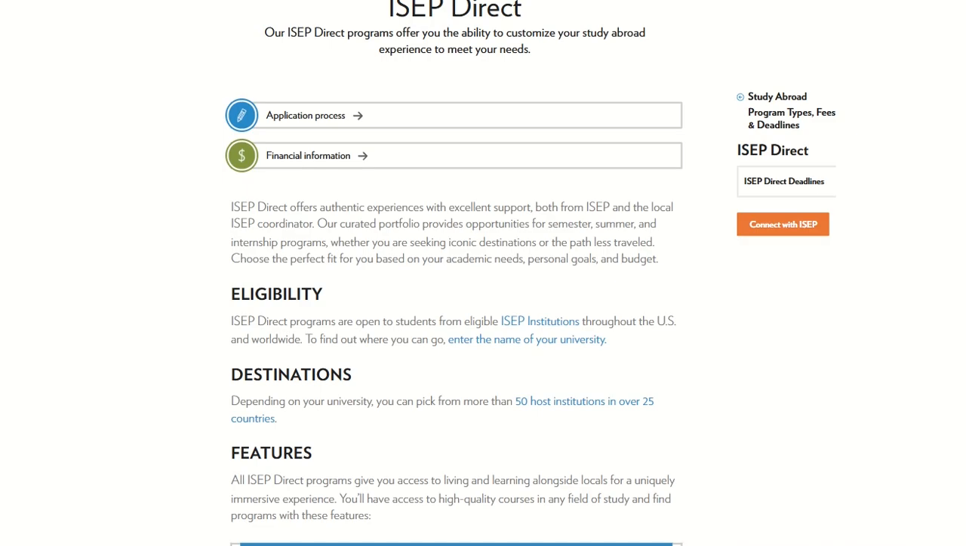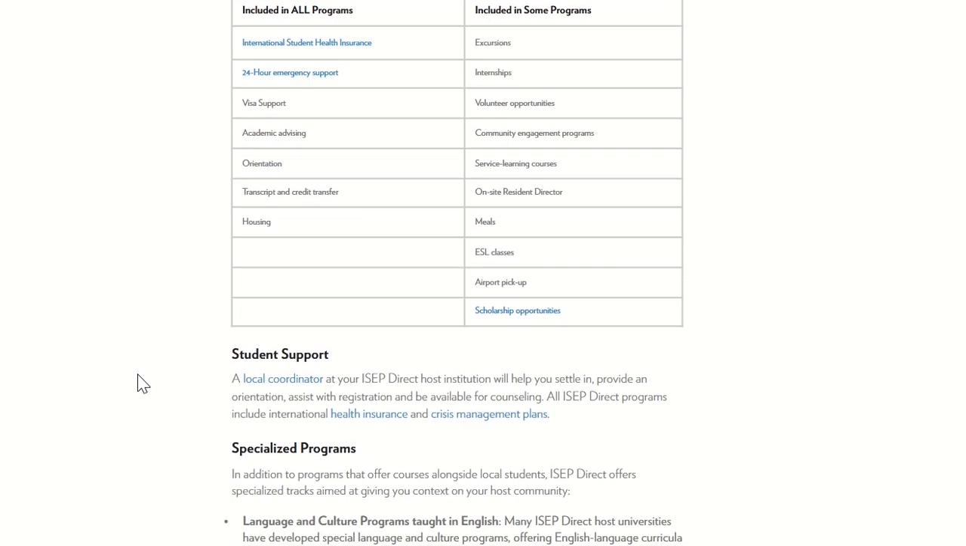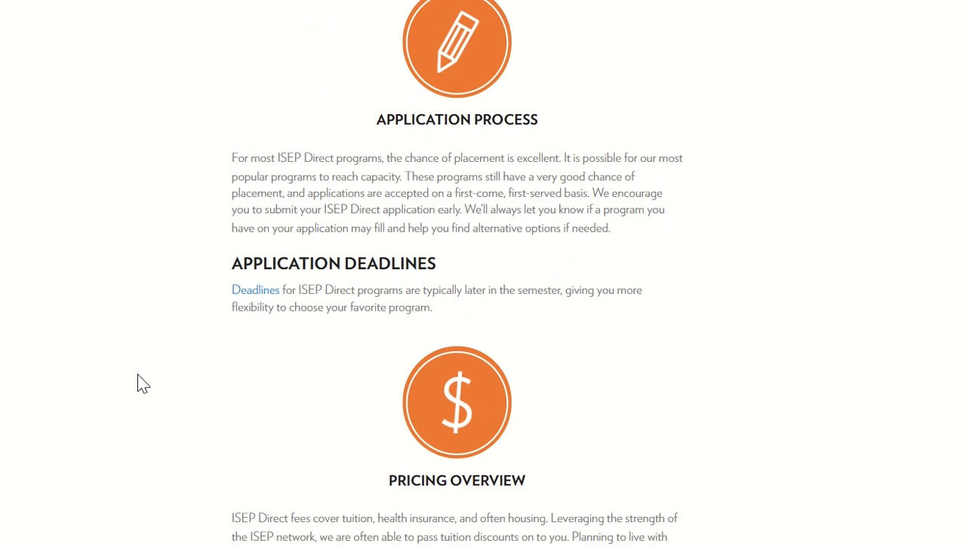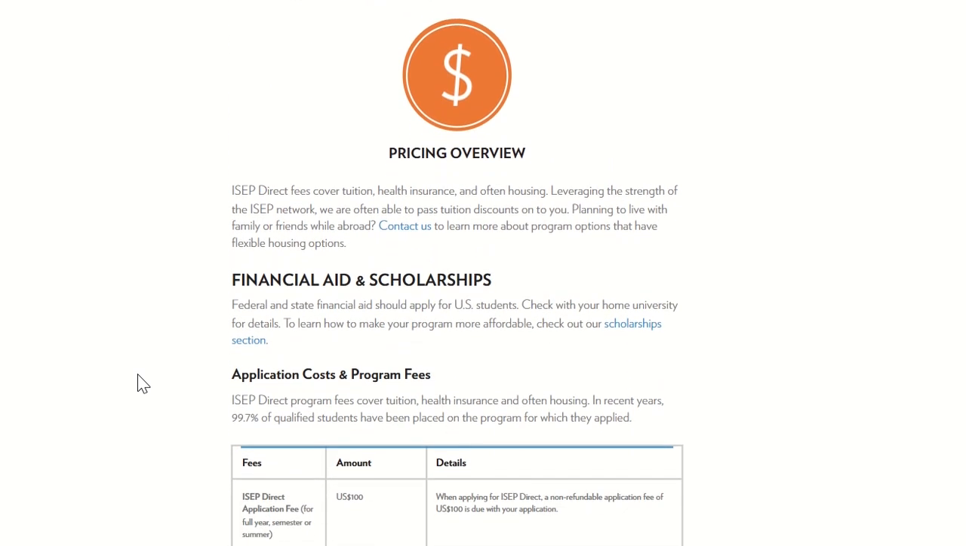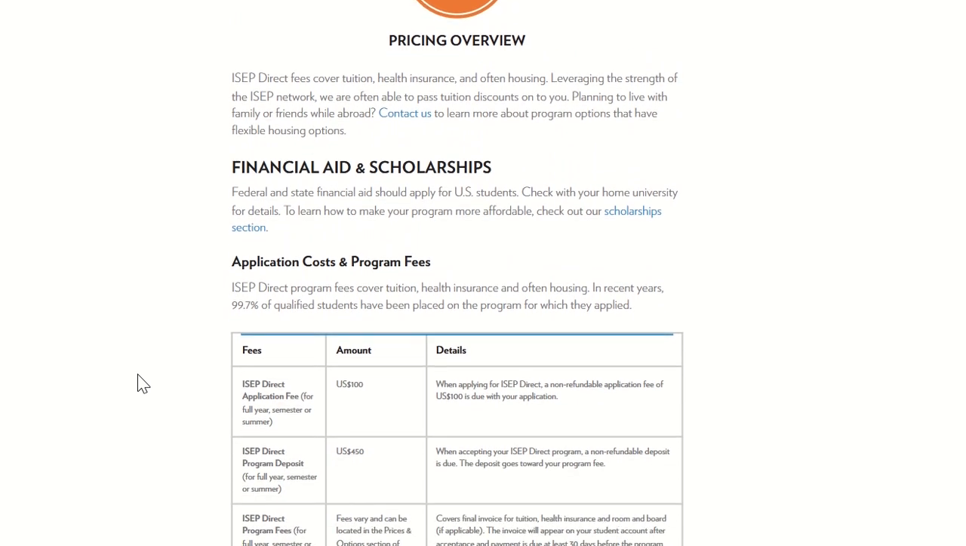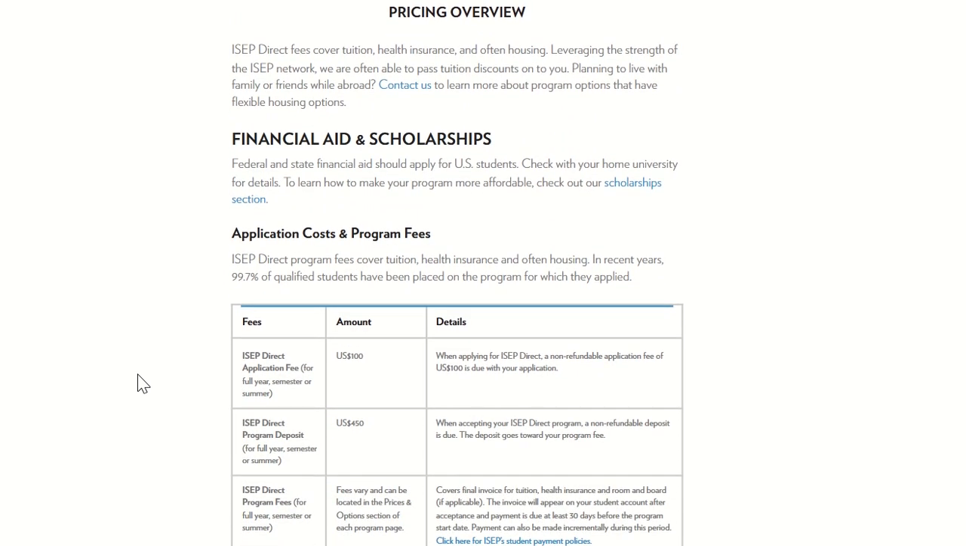Now, we will discuss the difference between ISEP Direct and ISEP Exchange. ISEP offers over 50 direct programs in more than 30 different countries. Direct programs provide students with the opportunity to live and study in some of the most popular cities around the world. On ISEP Direct, you choose your destination and pay a set program fee, which you will pay to either ISEP or your home university. The cost of ISEP Direct programs varies based on each location and is listed on each program page.